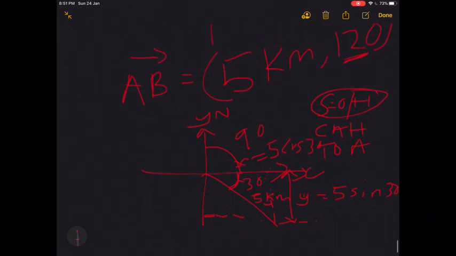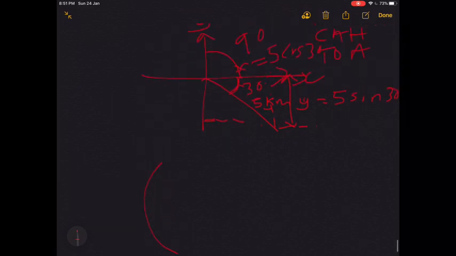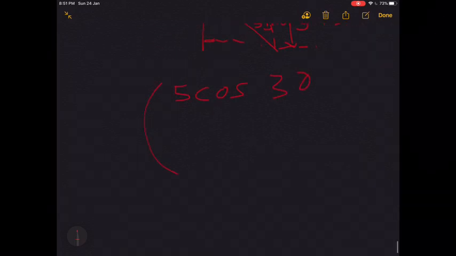So this vector could be rewritten in this form: 5 cos 30, 5 sine 30.